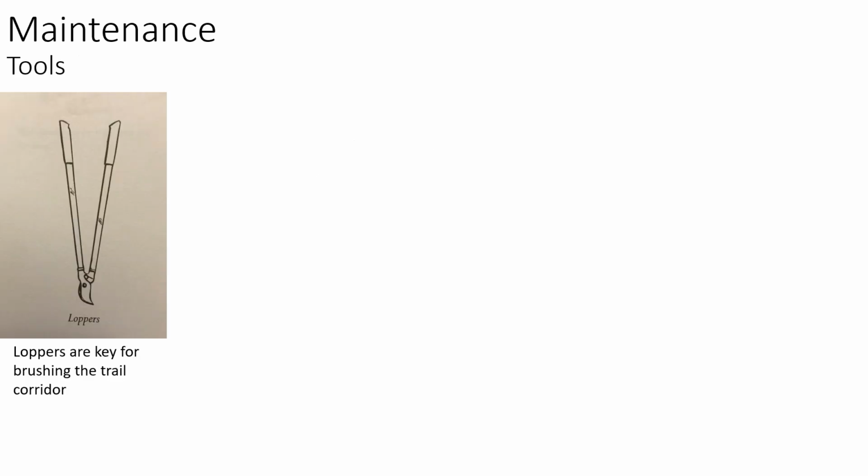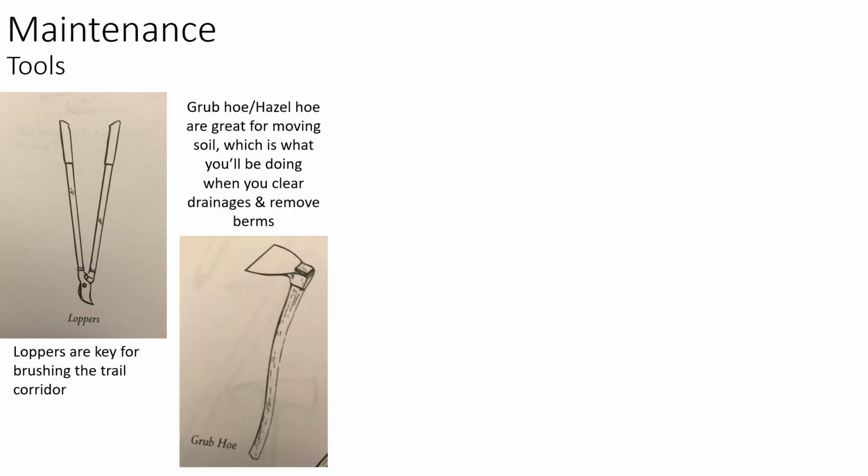Some common tools that you find when you're doing trail maintenance are loppers. These are great for brushing the trail corridor. You can use a grub hoe or hazel hoe. I know that my old boss preferred to use the hazel hoe, but he had a really long handle, so he didn't have to bend over. Hazel hoes are great because they can move a lot of soil, which is what you're going to be doing when you're clearing drainages and removing those berms that Luke mentioned that can form on the outside of the trail tread.